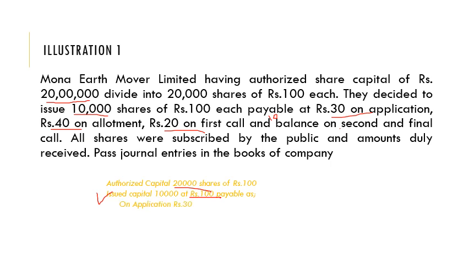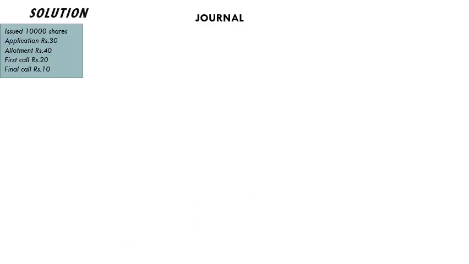Then on application 30, on allotment 40, on first call 20, and on final call 10. So this is the summary of this question. Whenever you get such a question, you have to take the summary of that question: how much is the issued capital and what are the different installments. So here I have taken this summary. Issued capital 10,000 shares, application 30 rupees, allotment 40 rupees, first call 20 rupees, final call 10 rupees.